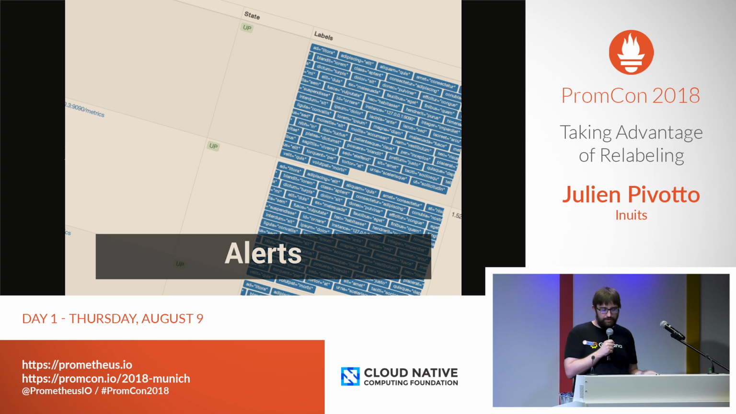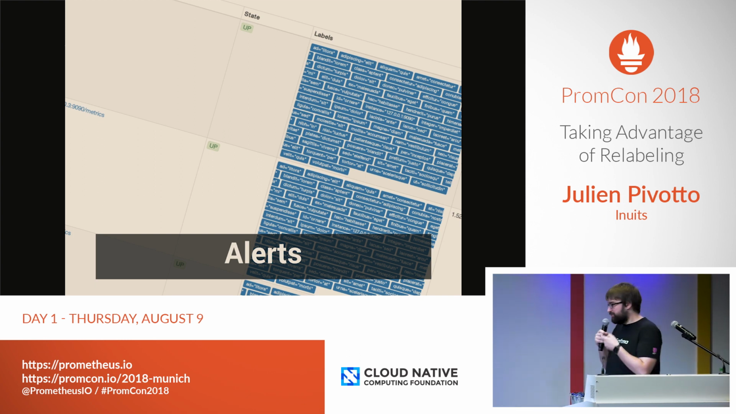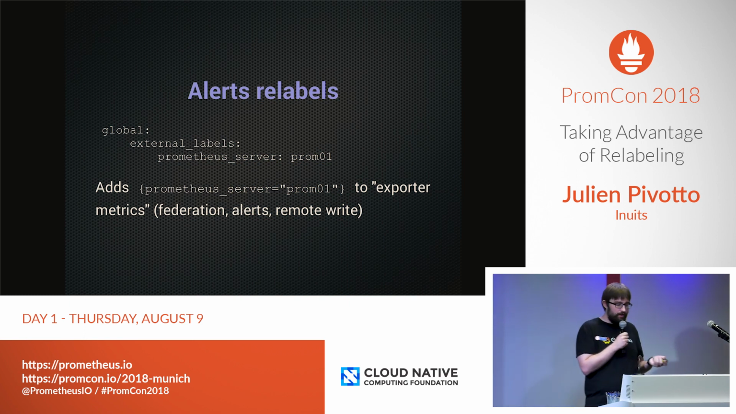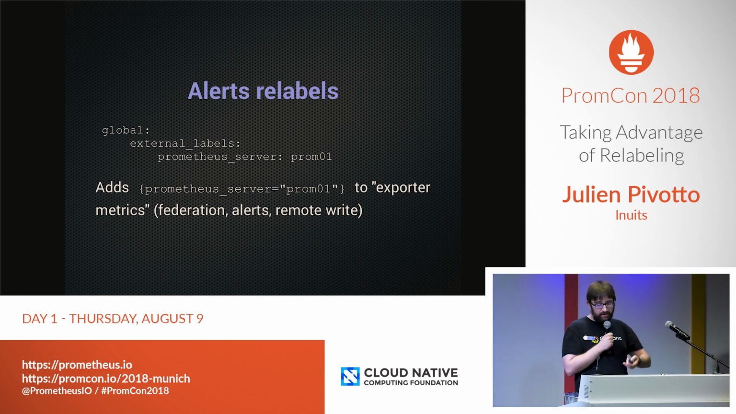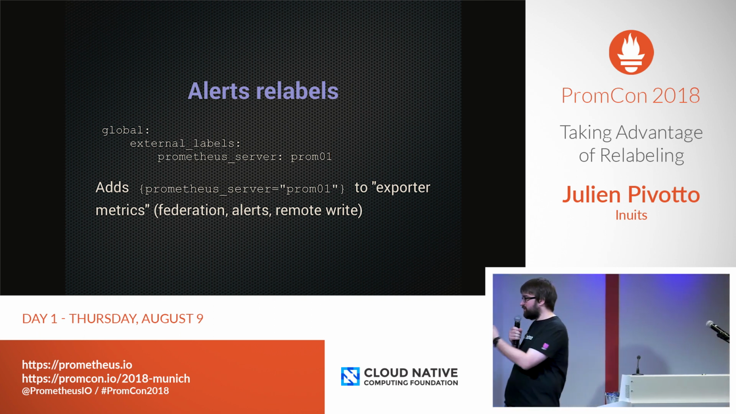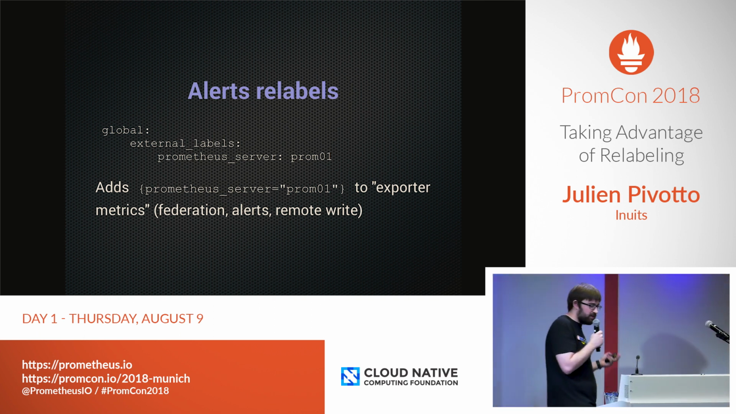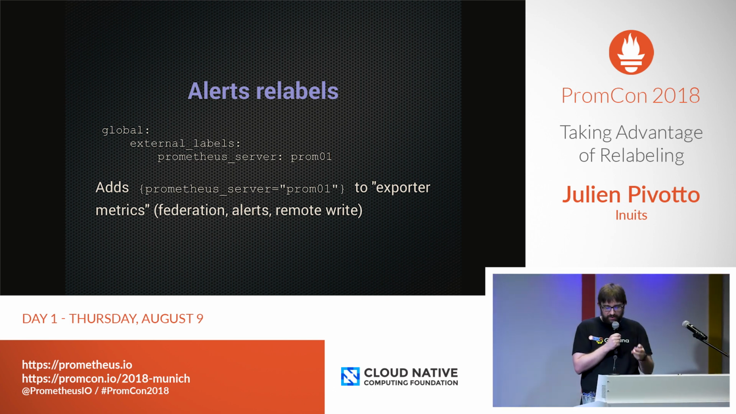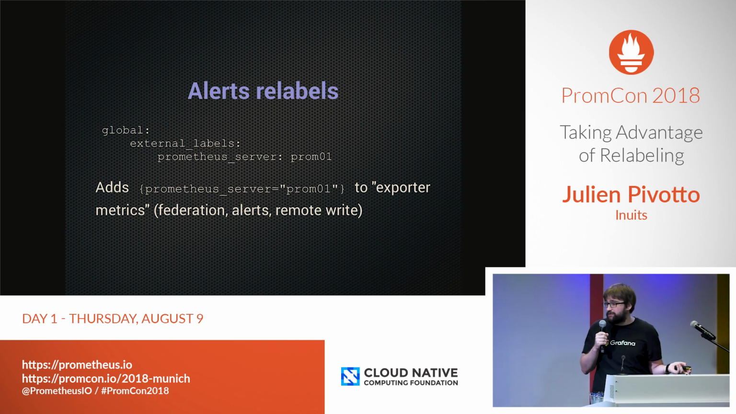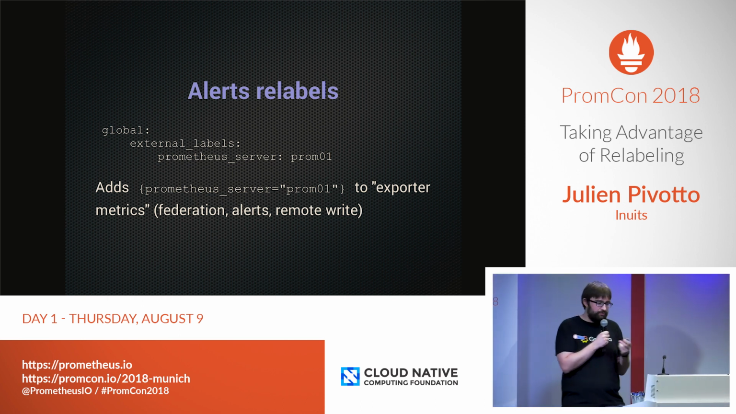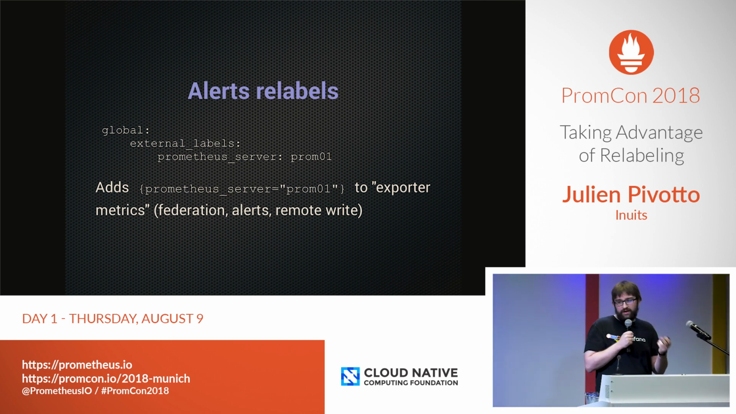Alerting. So what can you do when you relabel alerts? When Prometheus is sending alerts to the alert manager, it can add the external labels, which means that if you have your Prometheus server in the external label, the alert manager will say those two alerts, I will not group them, I will not deduplicate them because they are different. The Prometheus server is different. And you don't want that, actually. You don't want to have your alert twice in the alert manager.